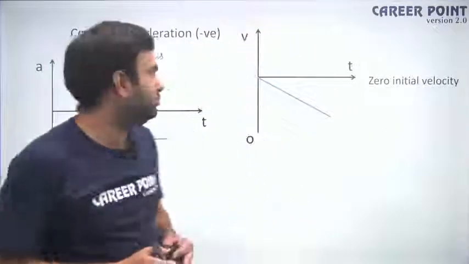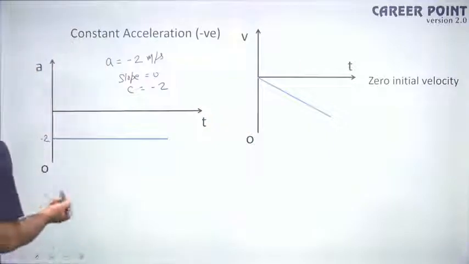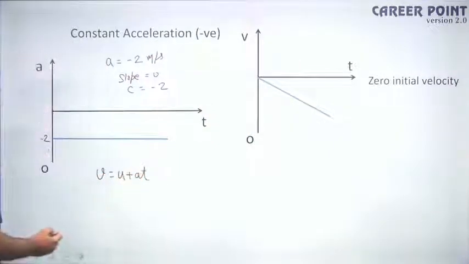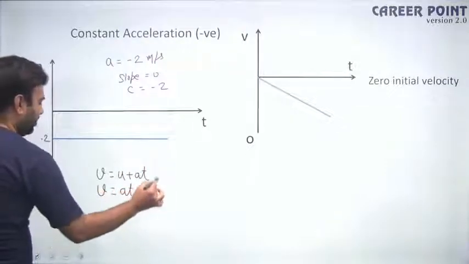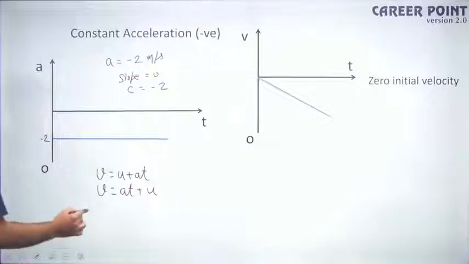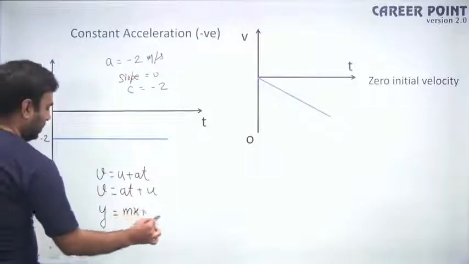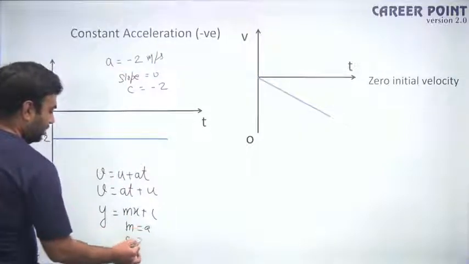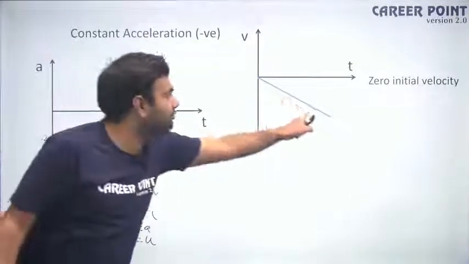And this is the velocity time graph. See, velocity v is equal to u plus at. Or we can write v is equal to at plus u for better understanding. Compare this equation with y equals mx plus c. m is again a and c is equal to u. So the graph will be like this.